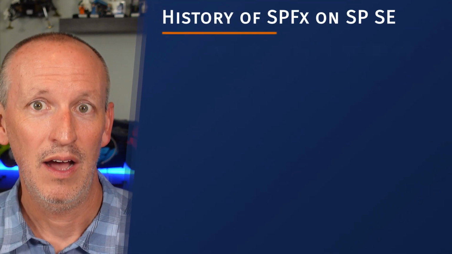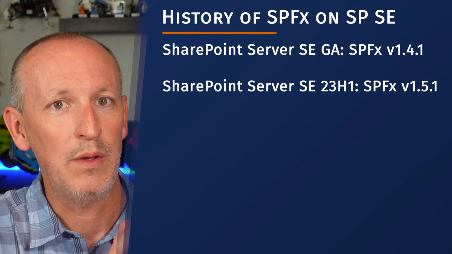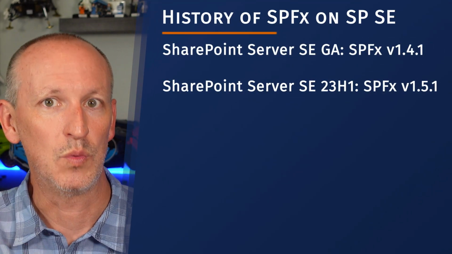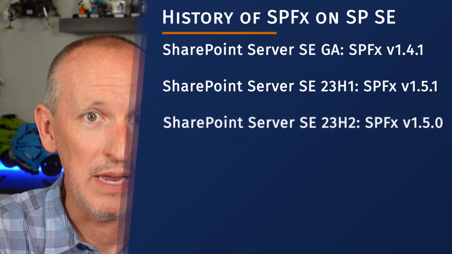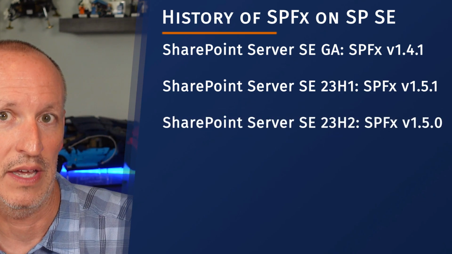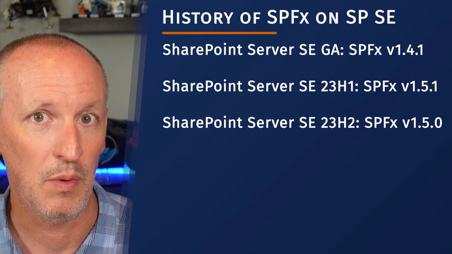Now, you read that right. That is a downgrade of the SharePoint Framework from the 23H1 update, which is 1.5.1, to the 23H2 update, which is 1.5.0. So what does this mean? Well, if anybody upgraded their projects or created new projects for SharePoint Server Subscription Edition that target SPFx 1.5.1, they'll likely have problems because once you install the SE 23H2 update, SharePoint Framework 1.5.1 is no longer on the server.